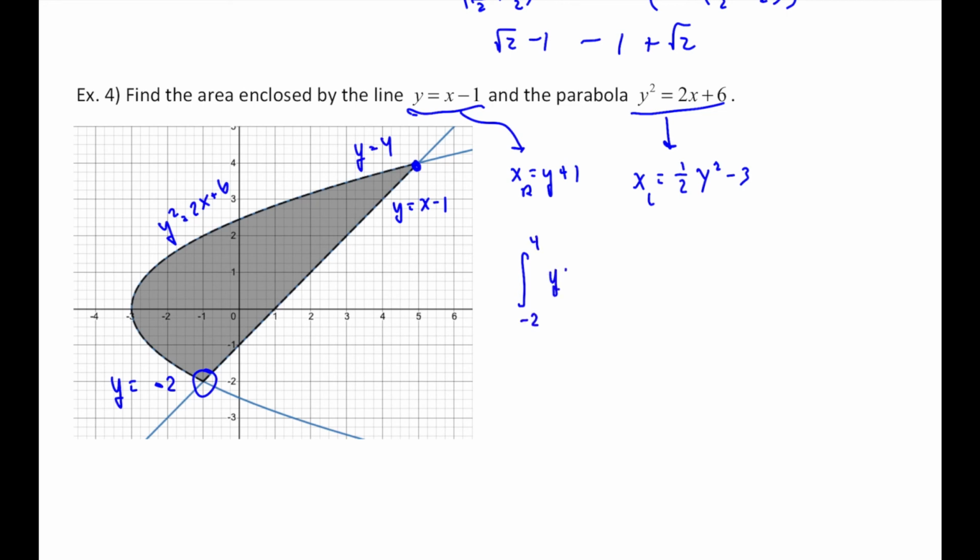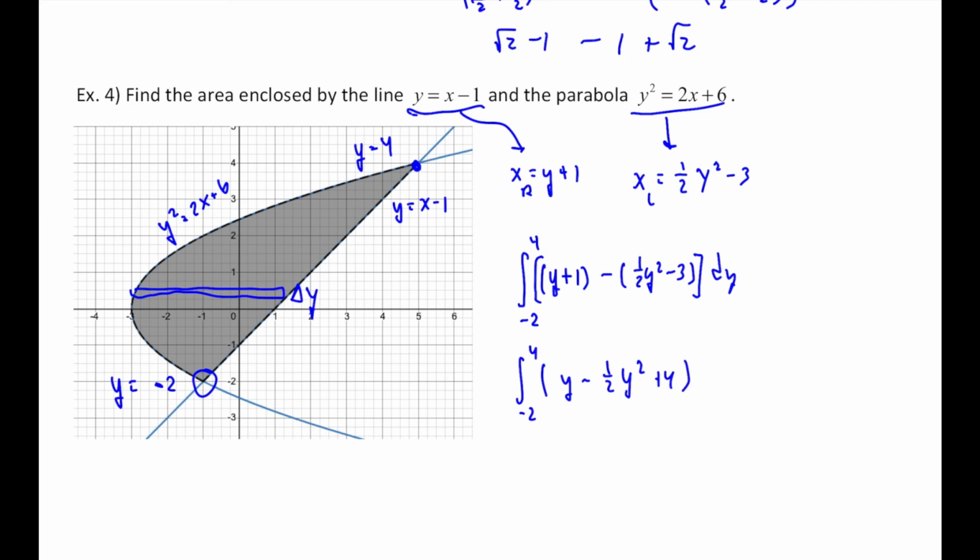We're going to do our right curve, y plus 1, subtract our left curve, 1/2 y squared, subtract 3. Now instead of doing dx, because we have these horizontal rectangles, that's going to be delta y or dy. Same idea, it's just a different variable. I'm going to neaten this up. So I've got the integral from -2 to 4 of y, subtract 1/2 y squared plus 4, dy. And I can proceed as before.